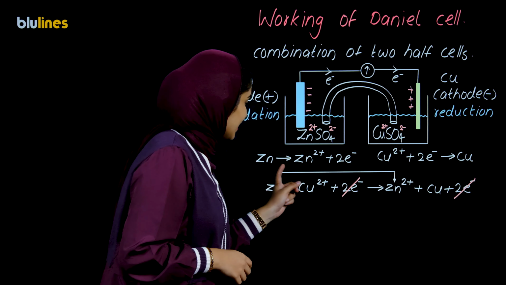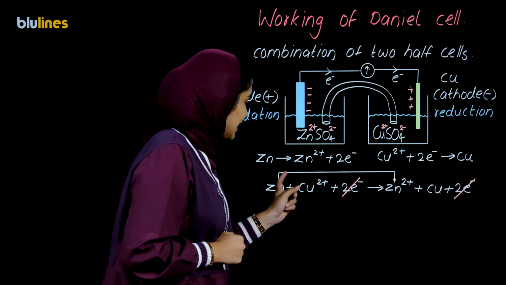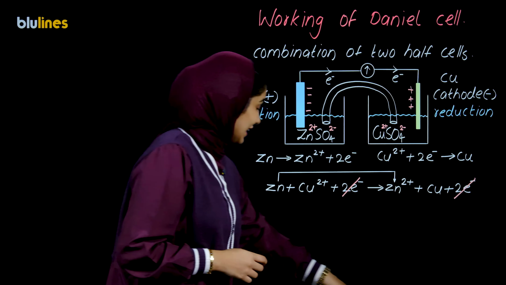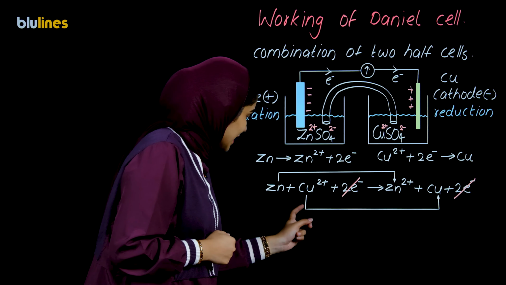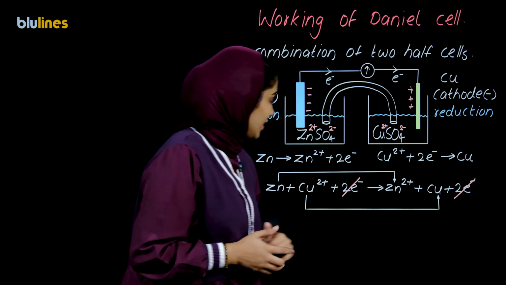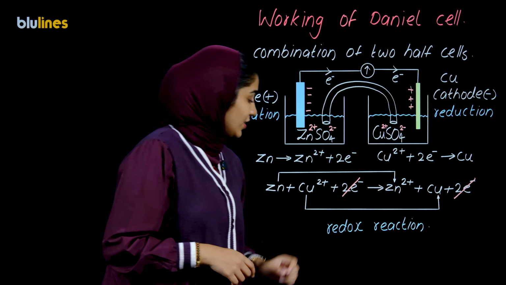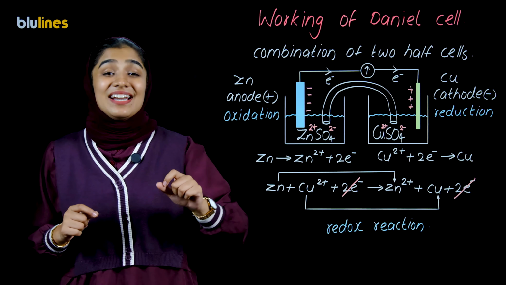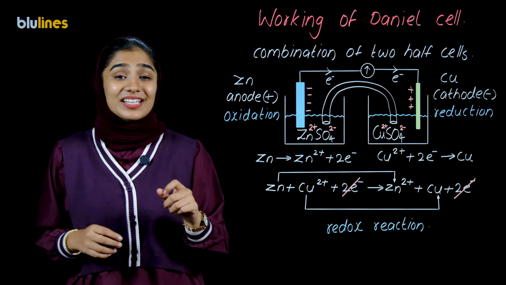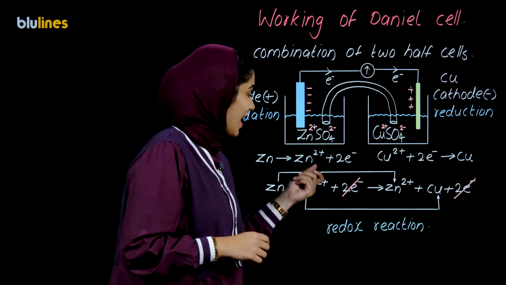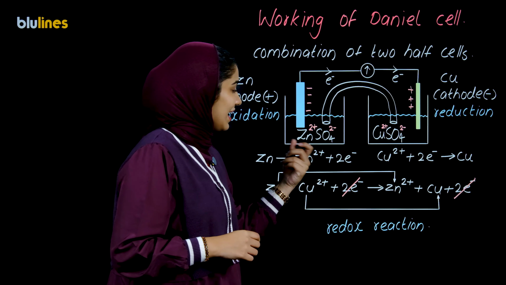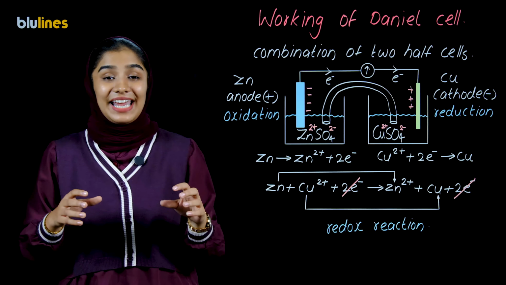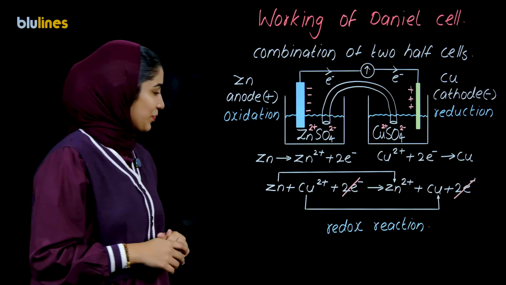Here there is an oxidation part in which Zn loses electrons, Zn becomes Zn2+, and there is a reduction part in which Cu2+ gives Cu. And together, you could say it is a redox reaction. A reaction in which there is an oxidation half cell and a reduction half cell. Oxidation and reduction take place simultaneously.